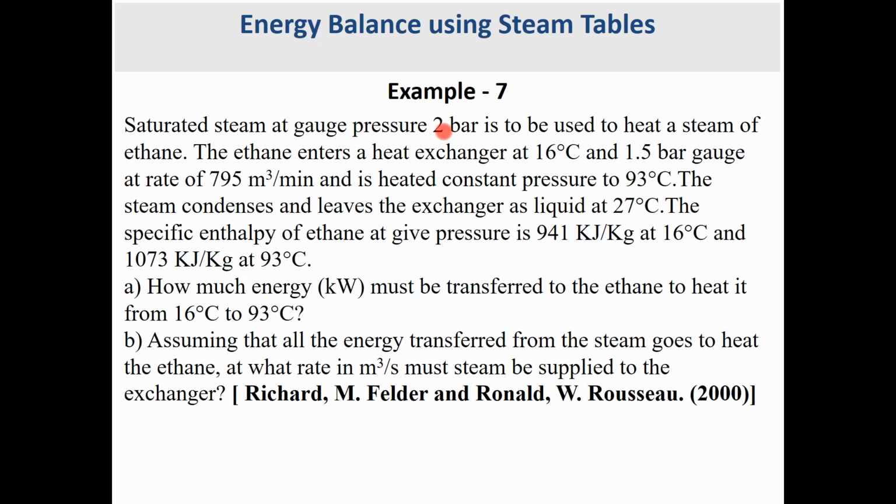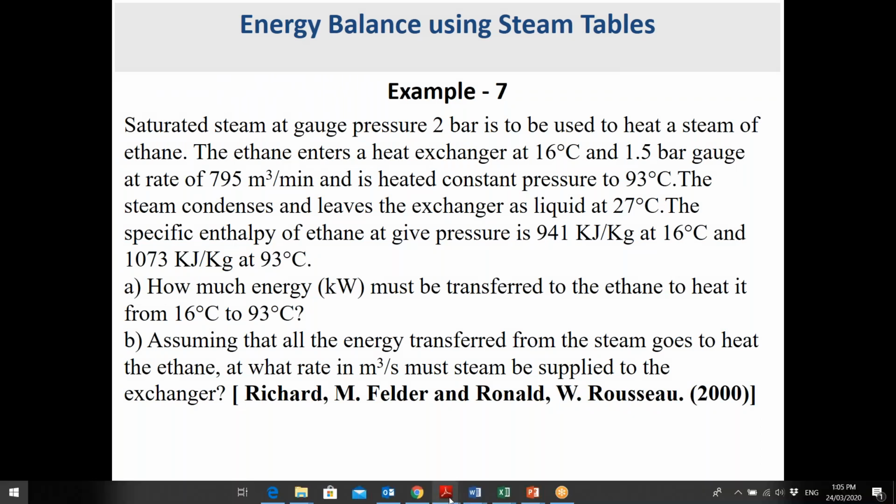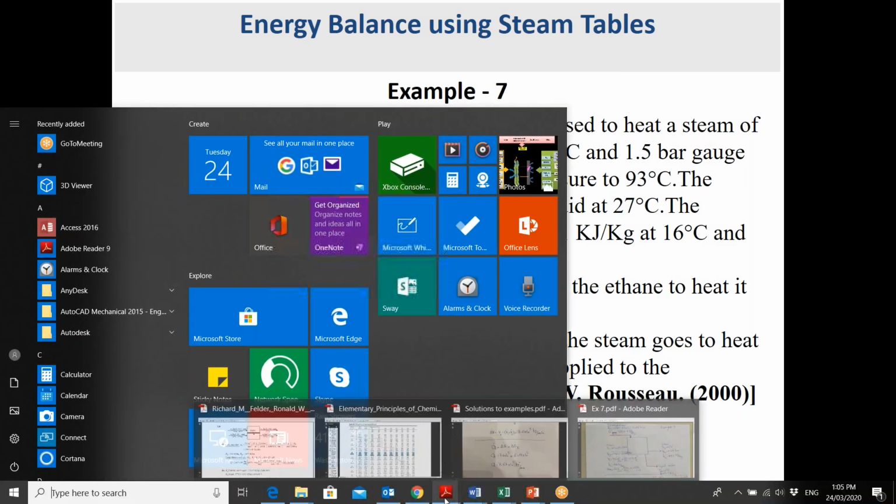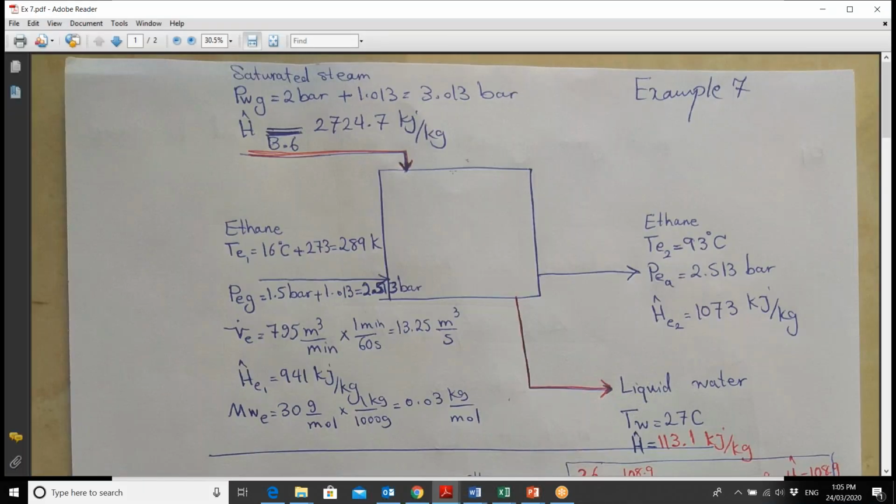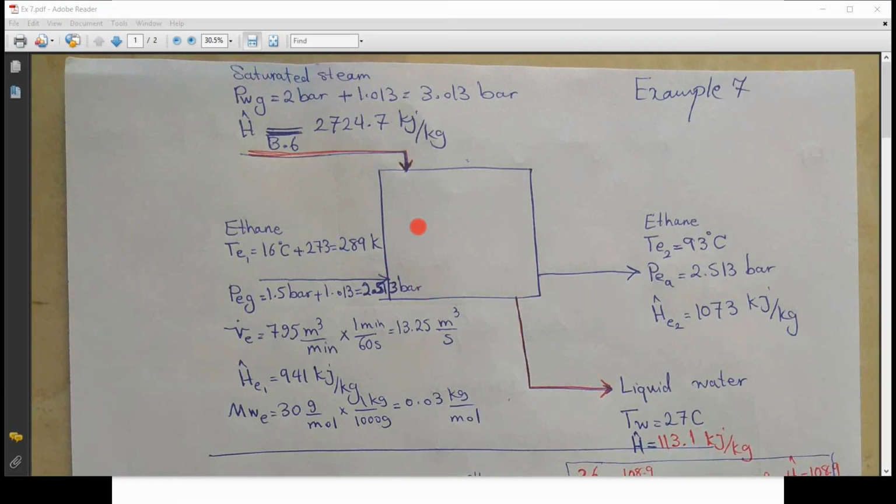So hopefully you already started to draw the flow diagram of the process first. Then I will start with the solution. It is very important that you show this flow diagram. So we have ethane, as the problem told you. We have ethane that enters the heat exchanger. You can show it like a heat exchanger, I just show a block.